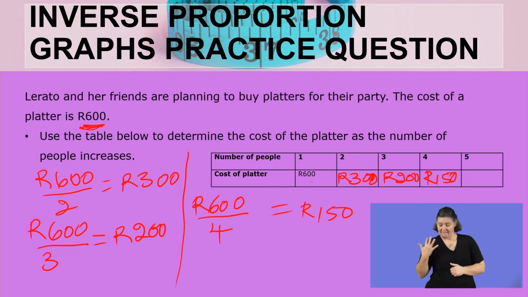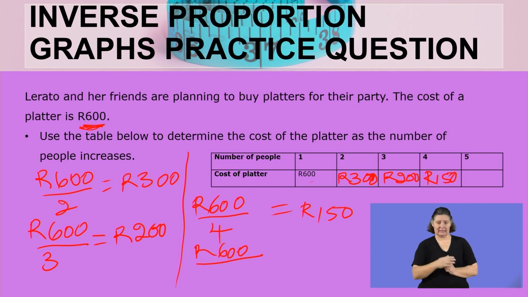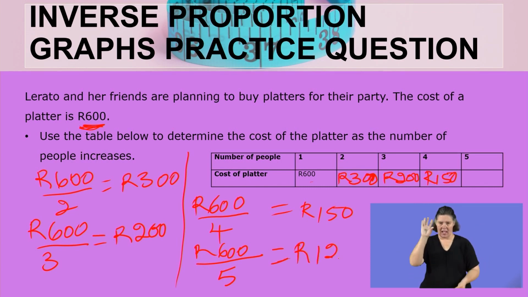Finally, if there are 5 and they have to share the cost of 600 rand, we say 600 rand divide by 5. Each one of them should contribute, therefore, 120. Then we completed the 120. So we've completed this table. So one skill which is important is for you to be able to complete the table if it is given as incomplete. And then let us continue.